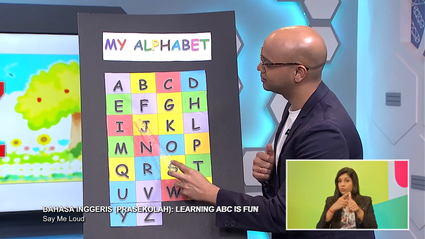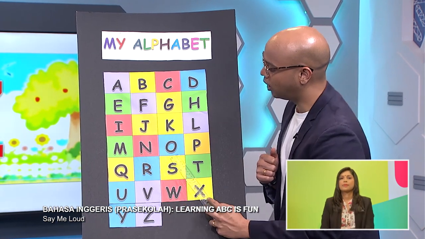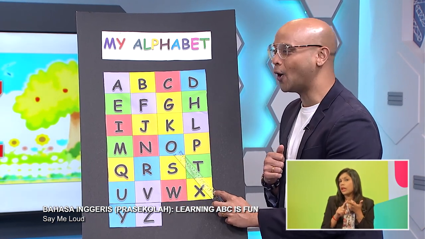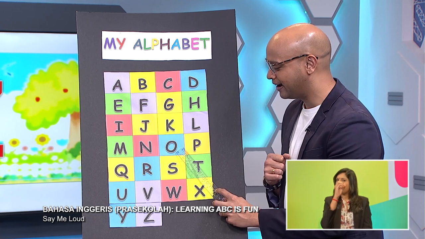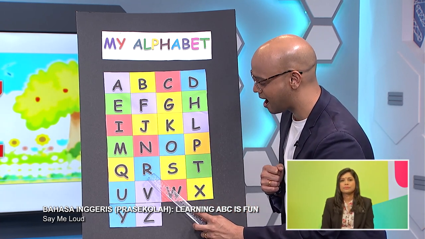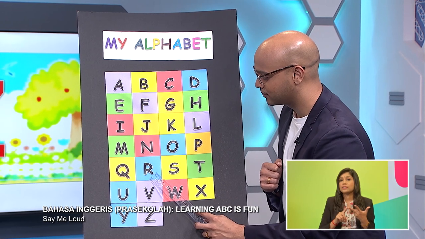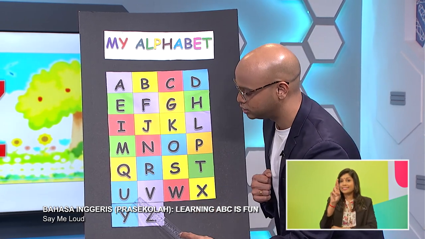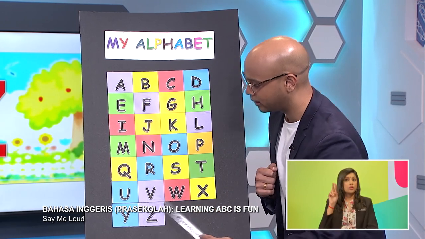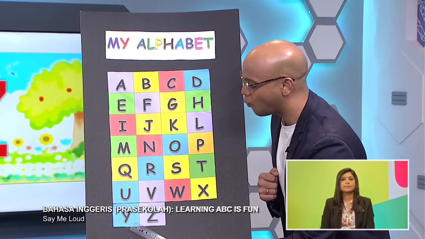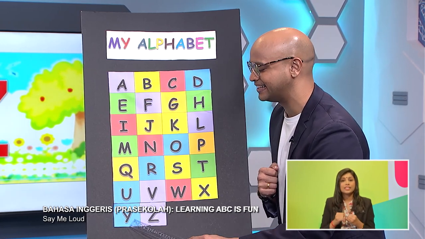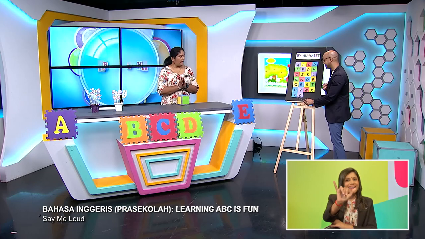Yes. Okay, and there's nothing here. Oh, it's an O. Very good. And then R. Yes. And U. And then we have Y. Very good. Okay, a big applause for you.